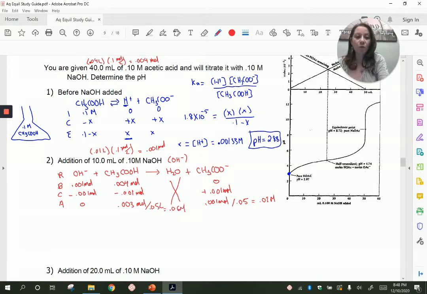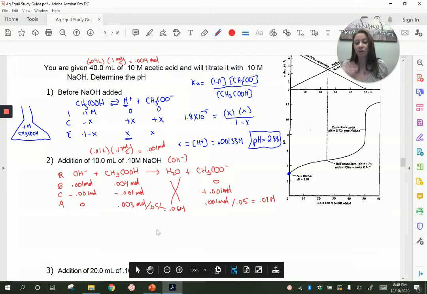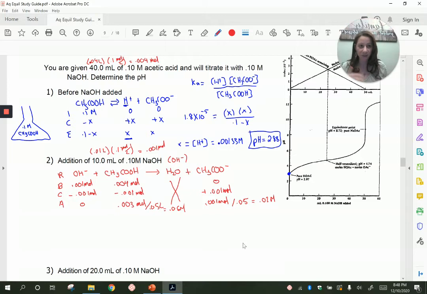Okay, so when you have added your acid and your base together, they react together, you do your BCA table, you figure out what you're left with is some acetic acid and acetate. That's all that's left in your flask after the reaction happens. So this is a weak acid, and this is its conjugate. So guess what? We made a buffer.